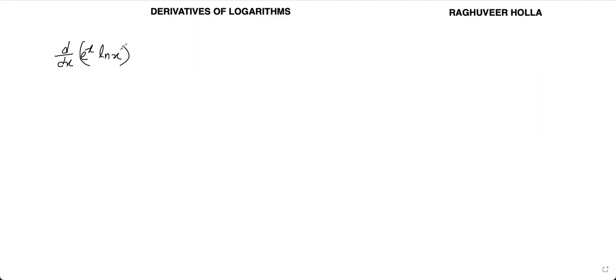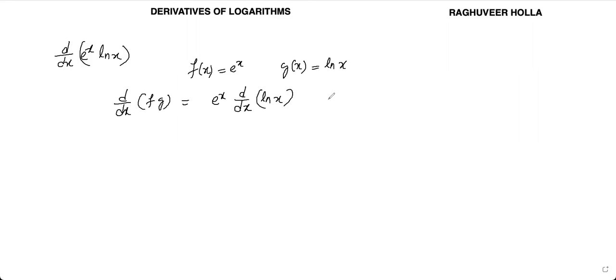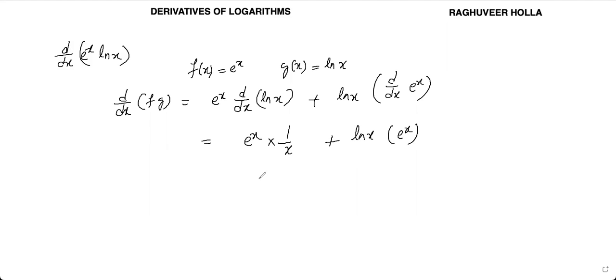And let us apply the product rule here. So f of x is e to the power of x, and g of x will be ln of x. So d by dx of f into g, which is e to the power of x, d by dx of ln x, plus ln of x, that is d by dx of e to the power of x, which is e to the power of x multiplied by 1 by x plus ln of x into e to the power of x. So which is e to the power of x into 1 by x plus ln of x.